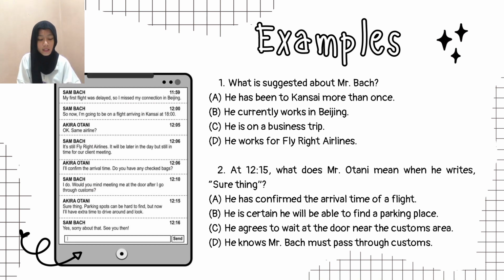Why? Because he is on a business trip. It is not listed that he has been to Kansai more than once, so that is a wrong answer. And B, he currently works in Beijing, is also wrong, because as the first sentence says, he could not go to Beijing because he missed the flight. So the right answer is C.